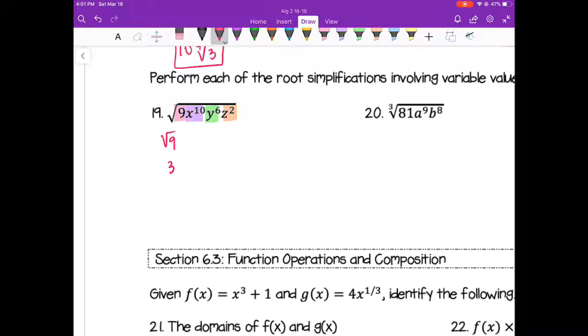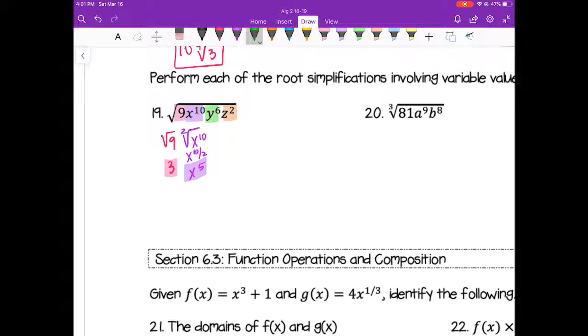It's just 3. And then the square root of x to the 10th. Now, if you'd like to switch that over to fractional exponent form, be my guest. You'd have x to the 10 halves. Remember, the index value of a square root is 2, and that simplifies down to x to the 5th power.